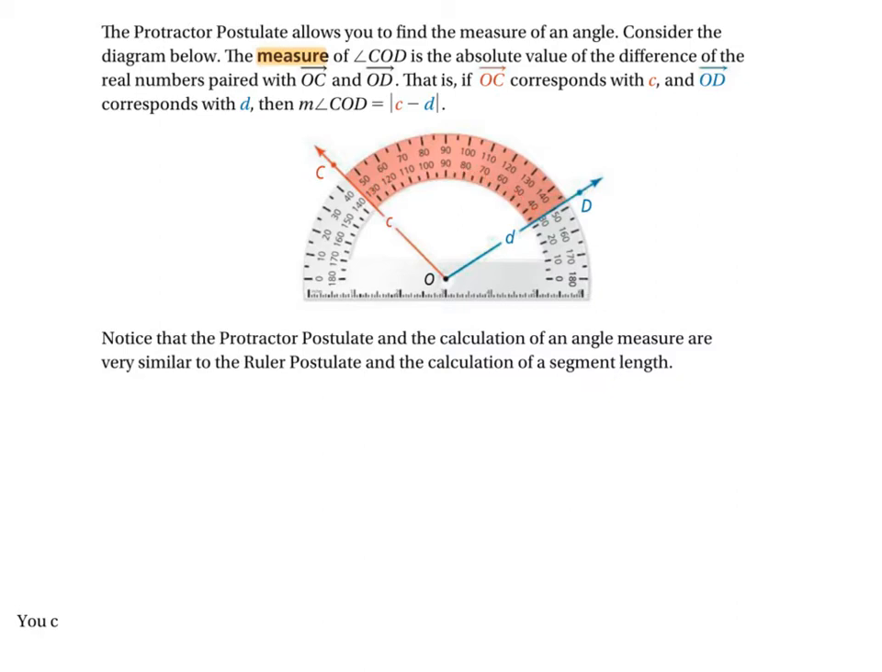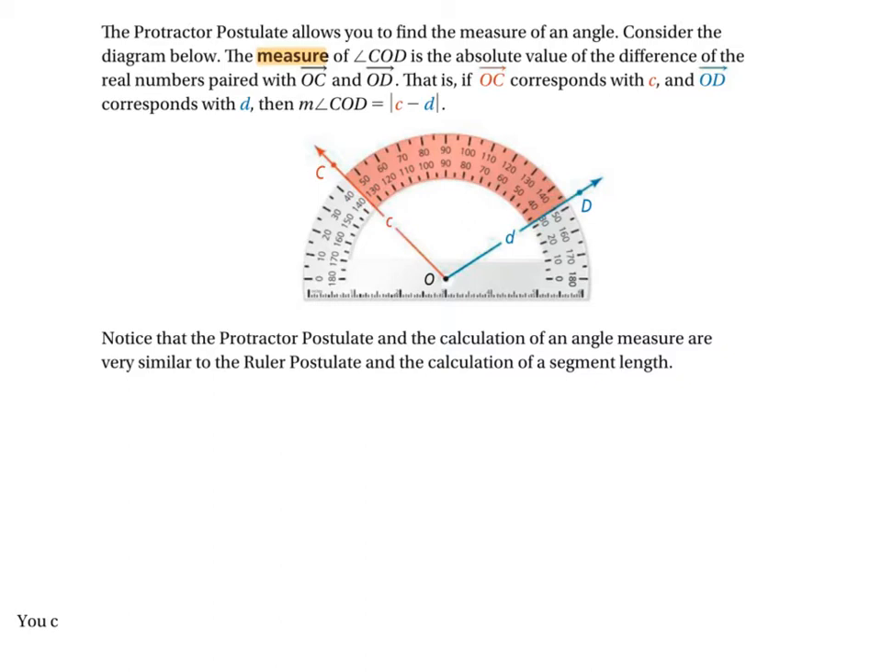If we stay on the track on the inside here, this looks like it's about 32, and this looks like it's about 135. So they both correspond with a number, and we can then find the measure of angle COD by taking this number that it lands on minus this number, or vice versa. Since we're taking the absolute value of it, one would give us a positive number, and subtracting the other from that would give a negative number, but either way we're going to have a positive outcome because we're taking the absolute value.